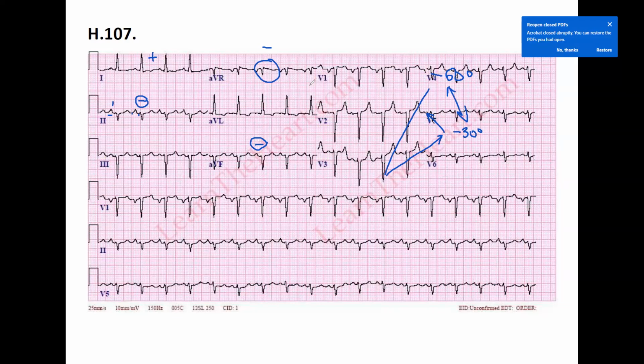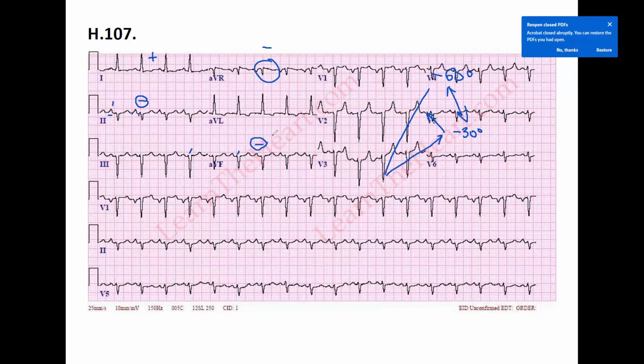What do you think could be the cause of this left deviation? What can cause extreme left deviation? There are some things, such as left ventricular hypertrophy, but you don't see the big R in V5, V6. Next one, inferior MI, pathological Q wave in 2, 3, aVF. This is why you would have an extreme left deviation, but you do have an initial R, so it cannot be inferior MI.